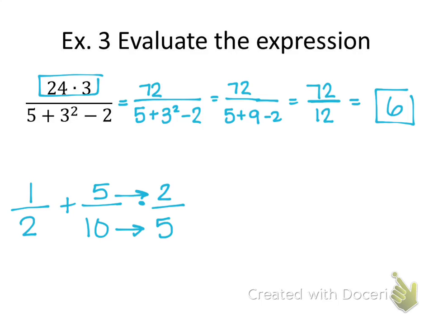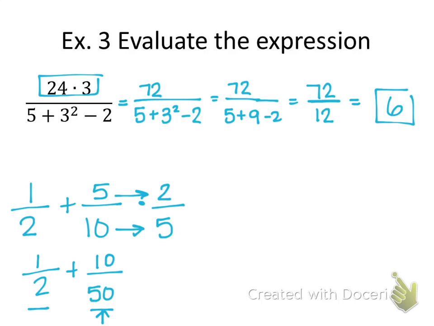So I do 5 times 2. I'm going to leave my 1/2 here. 5 times 2, which is 10. And 10 times 5, which is 50. Now I need to add these fractions. And what do these fractions have to have in order to be added together? A common denominator. So I look at my denominators. I've got 2 and I've got 50. What's a good common denominator? 50. Exactly.